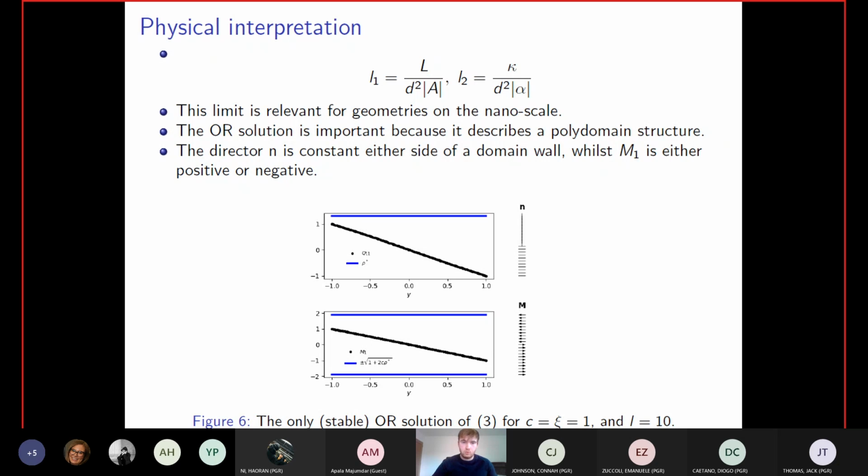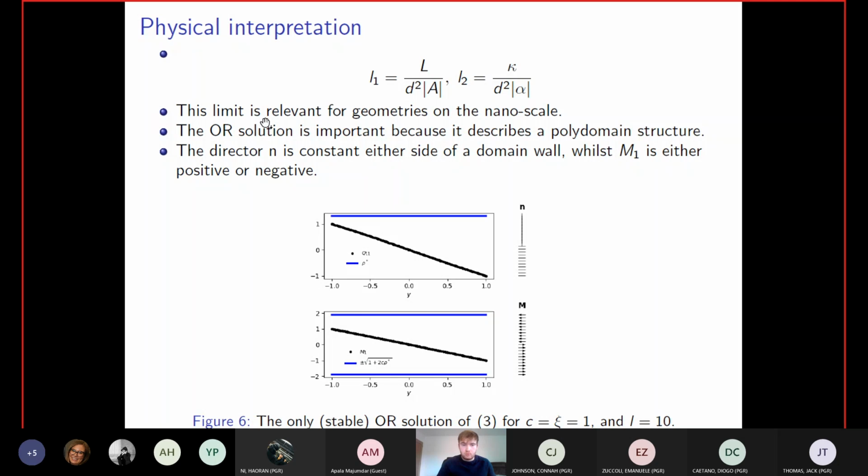Now you might ask, what's the physical interpretation of this limit and why do we care about order reconstruction solutions? I have the definitions of L1 and L2 in terms of the dimensional parameters here. L is a nematic elasticity constant, kappa is a magnetic stiffness constant, and A and alpha are material and temperature dependent constants. And D is once again the dimensional width of the channel. So you can see as D tends to 0, L will tend to infinity, and so this limit is relevant for geometries on the nanoscale.